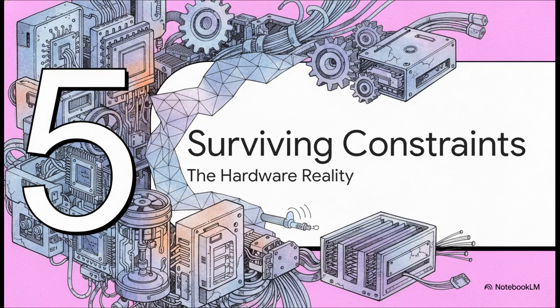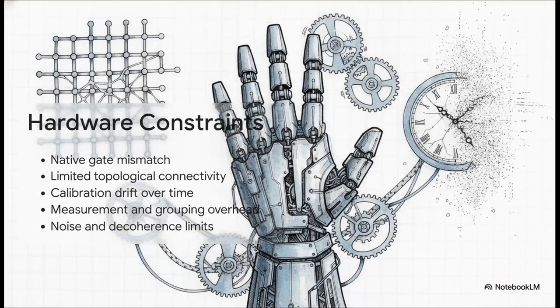Time for a dose of hardware reality. Because the truth is, every single circuit has to survive a brutal gauntlet of physical constraints. Think about it. If your algorithm uses a gate that simply isn't native to the hardware, the compiler has to expand it, which bloats your circuit depth. If your hardware uses a sparse lattice topology, like we see in many superconducting chips, the compiler has to constantly insert swap gates just to route qubits around, which is very different from trapped ion systems that might offer all-to-all connectivity. Add in the calibration drift that changes qubit quality from day to day, the measurement overhead, and the ever-ticking clock of noise and decoherence limits, and you quickly see why this compiler stack is so vital.